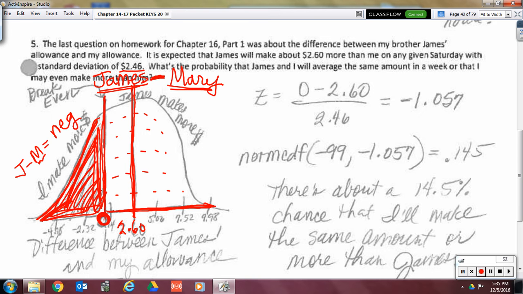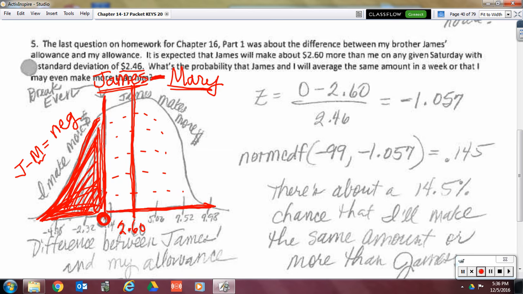So over here on the left is going to be the area I'm looking for, because it says, what's the probability that James and I will average the same amount in a week, or that I may even make more than him? Okay, so that's at 0, or the subtraction between the two is negative because I am making more. All right, so once you get that set up, the rest of it is pretty straightforward to follow.